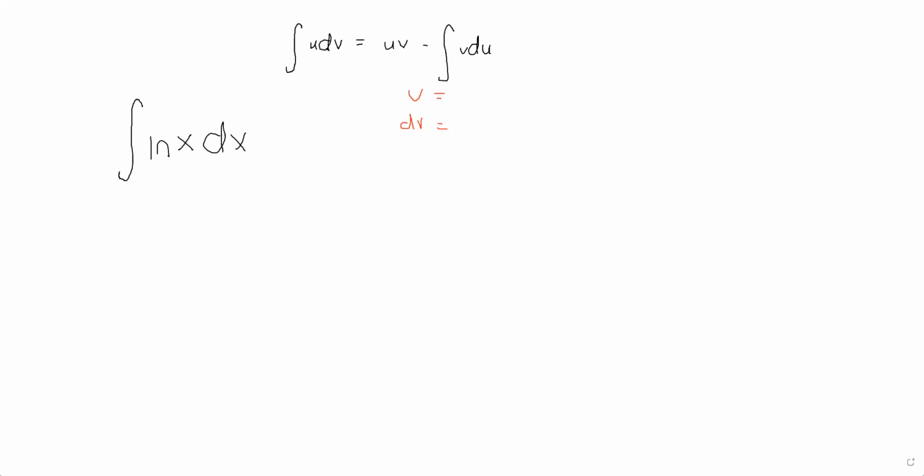All right, looks good. So what's u in this case? I think it's going to be natural log of x. Exactly. That's a really good choice for u because we know what the derivative of that is. We just don't know what the antiderivative is yet. So that's why it's a good choice for u and not a good choice for dv. So then what's dv going to be in that case? It's going to be everything else, so it's just going to be dx. Perfect.